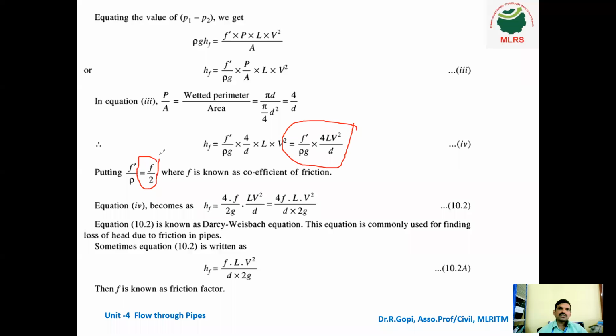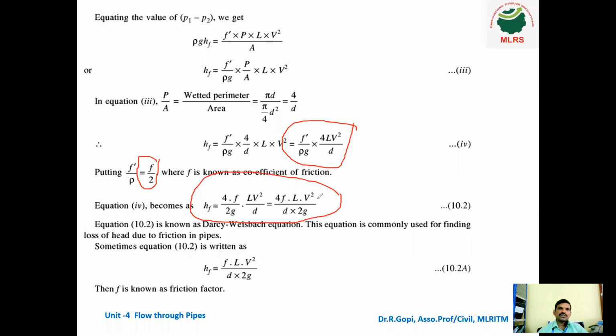We know that frictional force is maximum near the surface of the pipe, the surface wall of the pipe. At the middle of the pipe, consider water is flowing, the frictional resistance is 0. So I am taking the average. For that, f dash divided by rho, we substituted as f by 2. Finally, we get an answer.